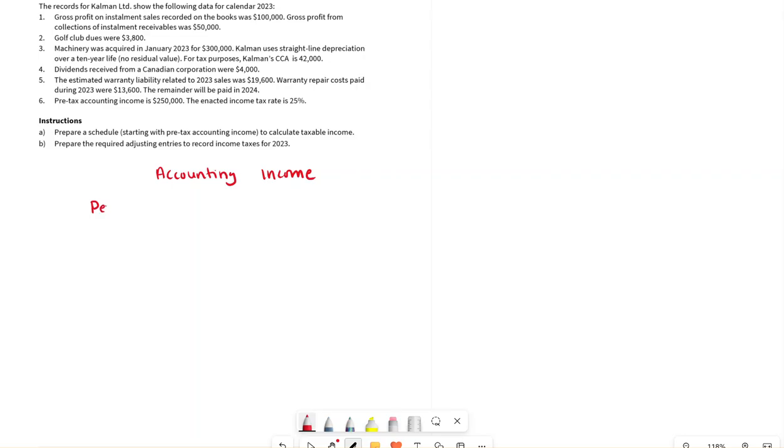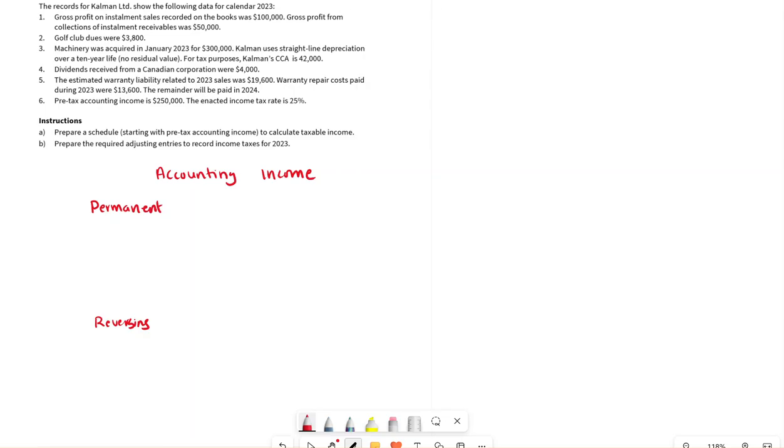We have two differences. First one is a permanent difference. It is either taxable or deductible only that particular year. And then we also have a reversing difference. A reversing difference is going to reverse in the future, so we are going to have a reversing difference in the future. That's what happens. So we need to see what we are doing with each one.